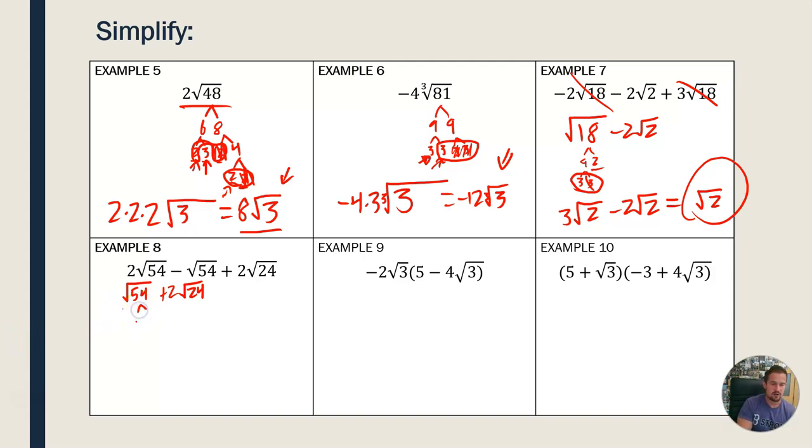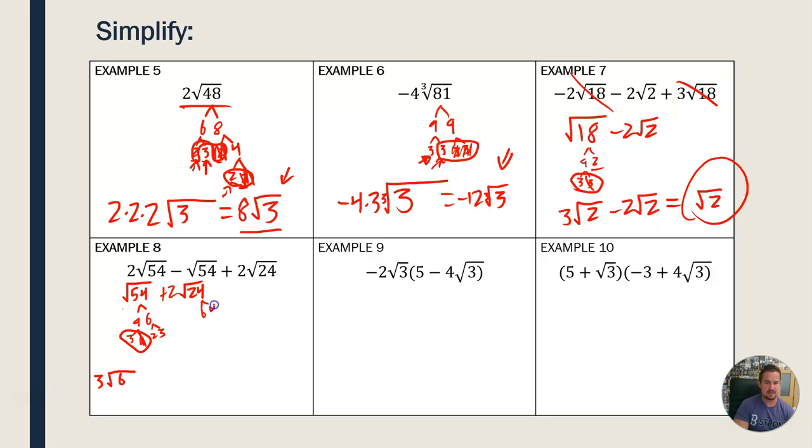So let's see, 54 is 9 times 6. 9 is 3 times 3. 6 is 2 times 3. I have a pair of 3s that can escape. 1 will not make it. So I end up with 3 times the square root of 2 times 3 gives me 6. So I have 3 times the square root of 6.